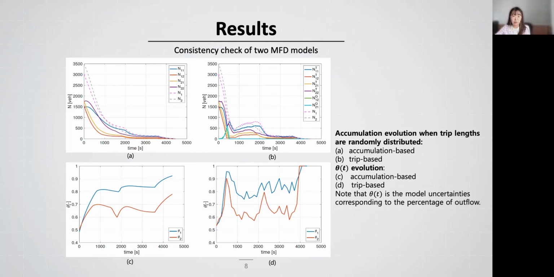Theta parameters are model uncertainties corresponding to the percentage of outflow. Remember that in the accumulation-based model, theta is continuous and estimated through instantaneous accumulations. But this estimation is not always accurate. While using theta to estimate accumulation fractions might be reliable under some conditions, it is less accurate under time-varying and complicated situations. So we need a robust controller to deal with the theta parameters.